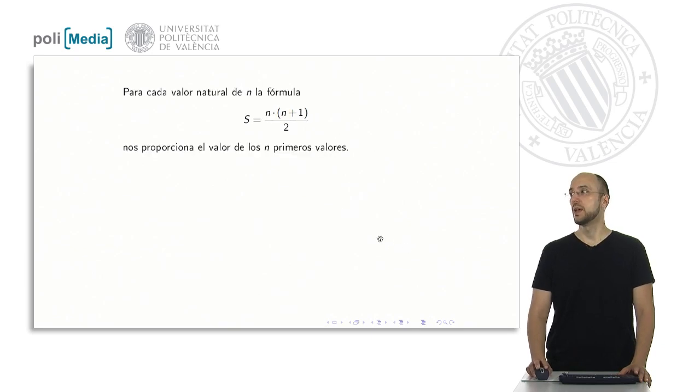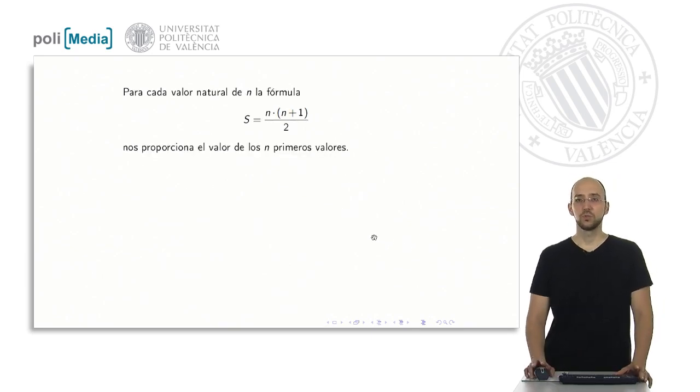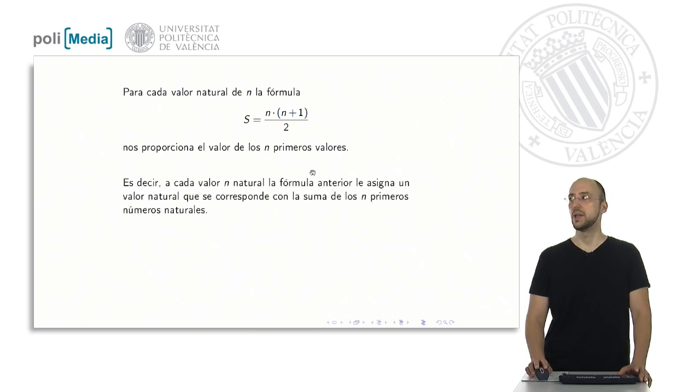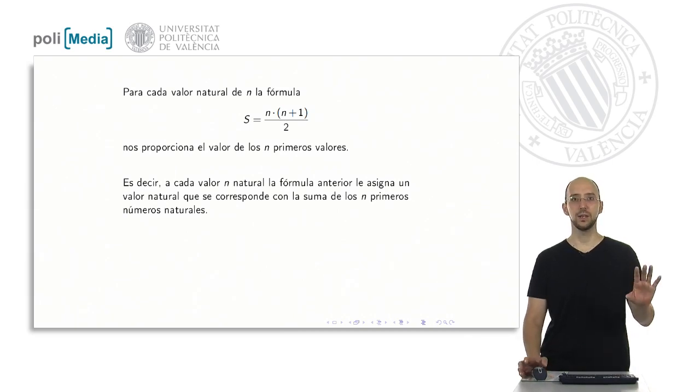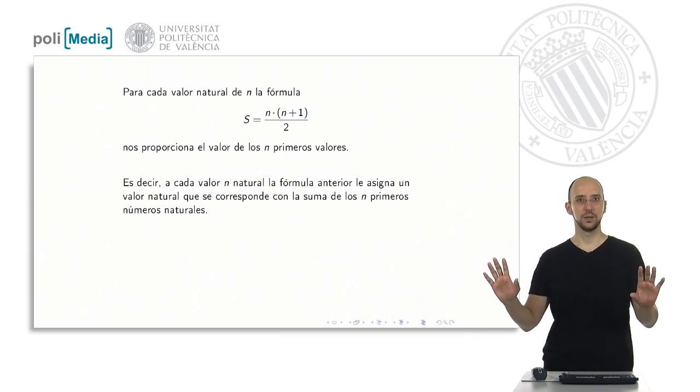Let's make a few observations. To begin with, for each natural value n, the formula s equals n times n plus 1 divided by 2 gives us a value, the sum of the values of the first n natural numbers. That is to say that for each natural number, the above formula assigns it a natural value that corresponds to the sum of the first n natural numbers. Why do I insist on this? Note that the summation formula depends on the value n that we choose. This means that for each value of n, it gives us another value which is also natural. If you want, you can think about it, but the sum will always be a natural number.